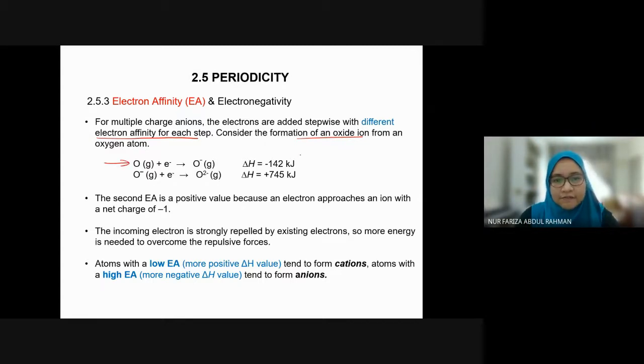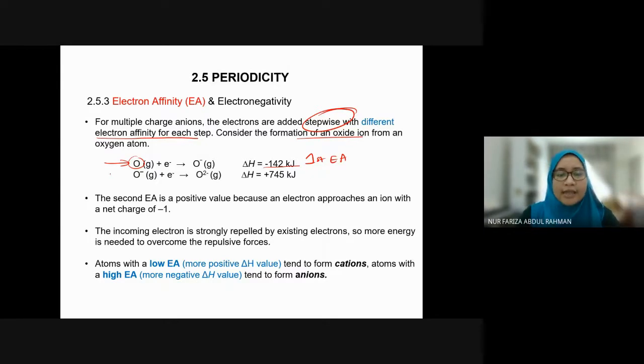This is the first EA, the first electron affinity, because it starts from the atom itself. It accepts an electron and becomes O minus. Like I said, it is a stepwise process, meaning that the electrons need to be added one at a time. So O in gas state plus an electron becomes O minus, also in gas state. This is the amount of energy released.